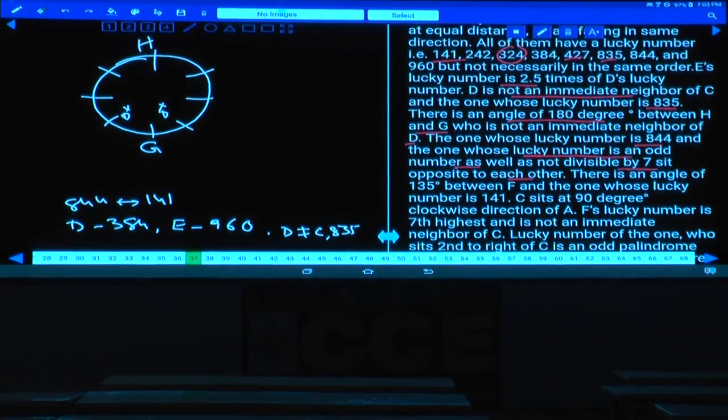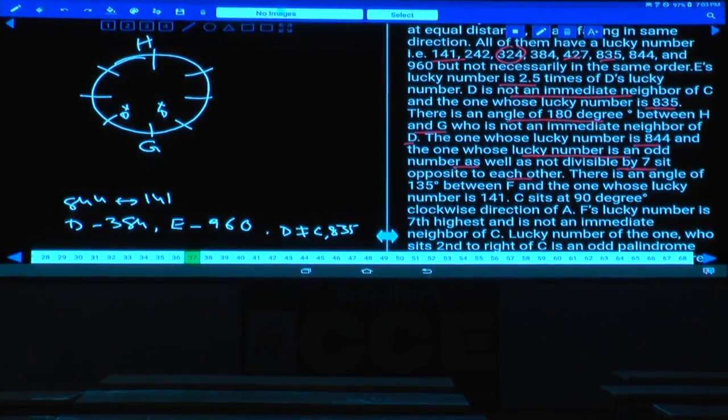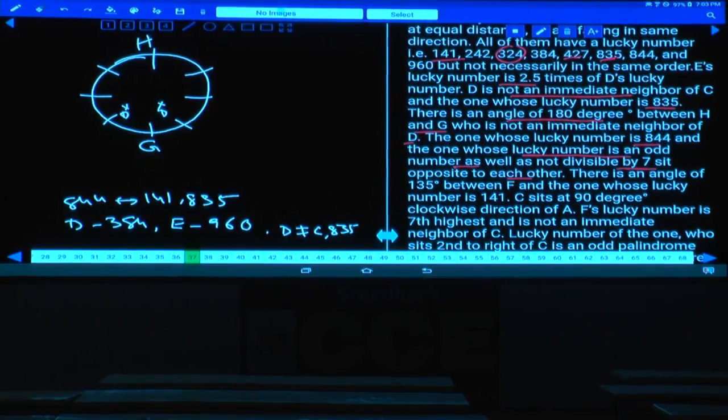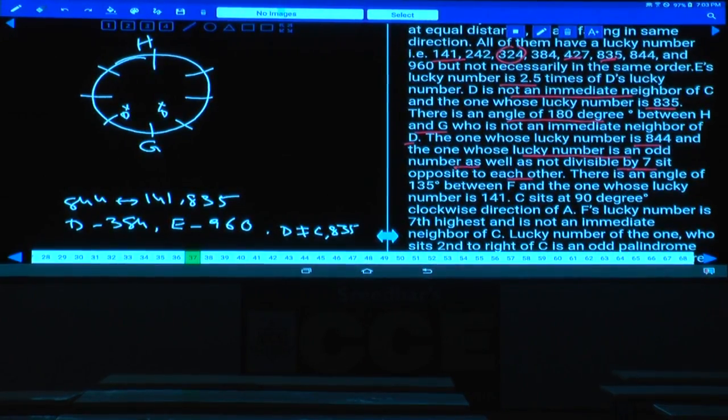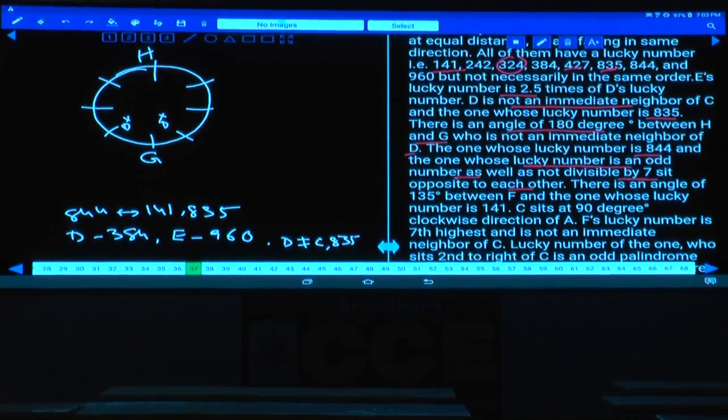141 is not divided by 7 and the other number, 427, is divided by 7, hence it cannot be opposite. Then what is the other number? 835 can also be opposite. Hence this 844, 835 or 844, 141 are opposite to each other, isn't it? Are you following this one or not?